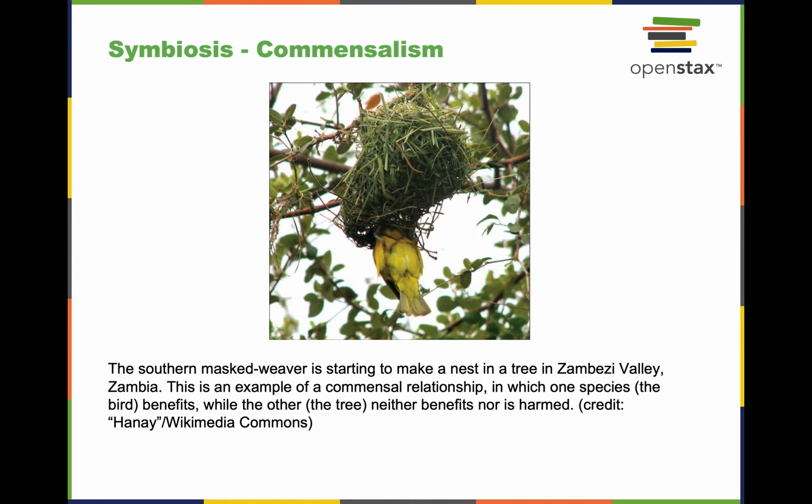One type of symbiosis is commensalism, when one population benefits and the other one doesn't really care. So in this case, this bird is building a nest on this tree. That tree basically forms the basis of its home, but that really doesn't change anything for the tree. So that's commensalism.